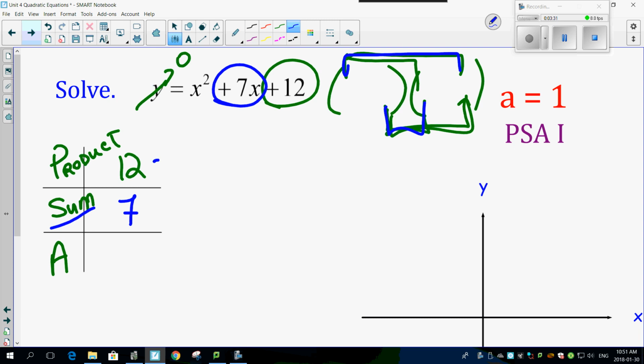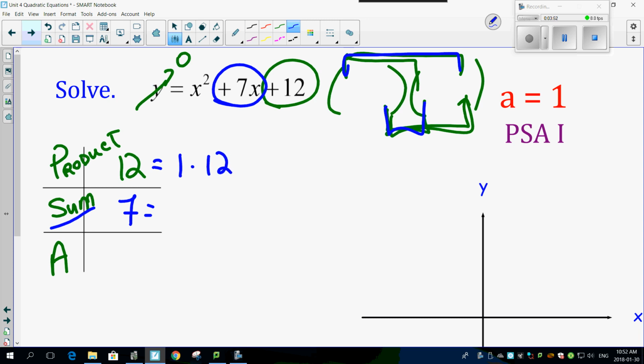So in other words, what you're looking for is two numbers that multiply together, that's the product, to give you 12, that add up to 7. Now, some people could do this in their head really quick. I want to take my time on this because I want to show you some really important stuff here. So the product, okay? Look at all the possible products of 12.